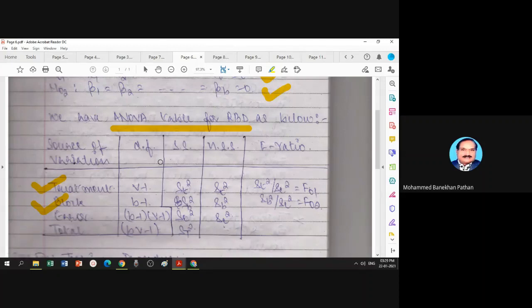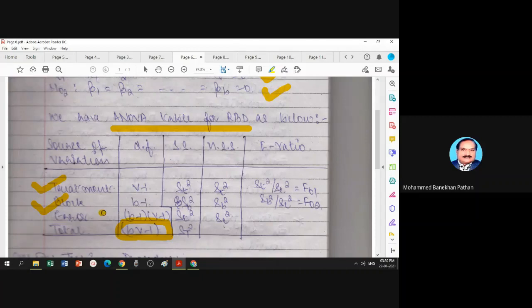Column number 2, we prepare the degrees of freedom. Just now I told you, by making a partition of the total degree of freedom, this is the total degree of freedom, we divide this into three different sources. For treatment, v minus 1, because there are v treatments under study. For block, b minus 1, because there are b blocks under study.